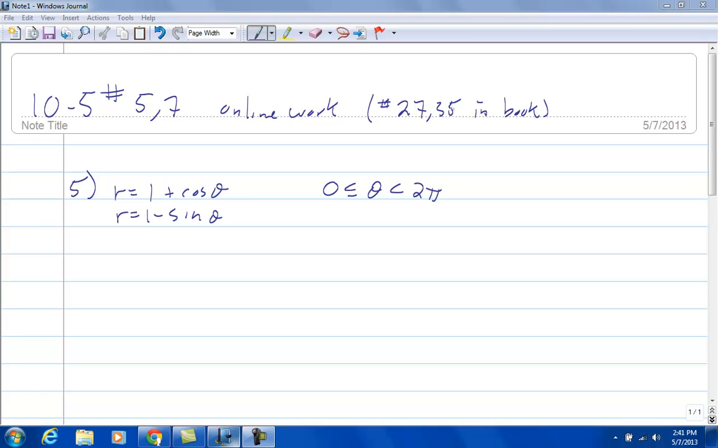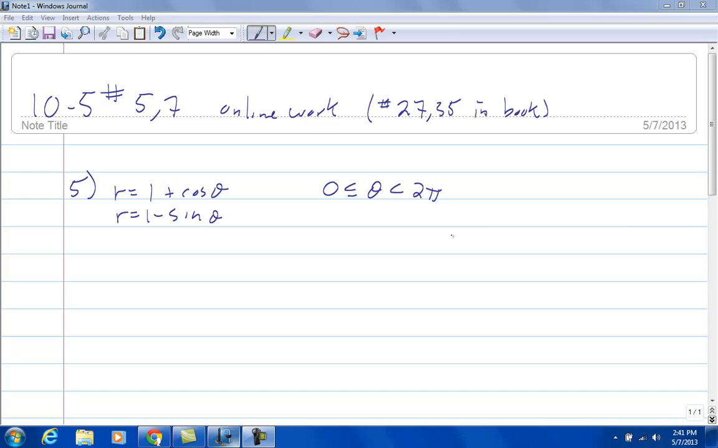Got a couple of problems someone asked me to do. This is 10-5, numbers 5 and 7. These are problems from the online part, from WebAssign. These correspond with numbers 27 and 35 in the book. So for the first one, we have r equals 1 plus cosine theta, r equals 1 minus sine theta, where 0 is less than or equal to theta less than 2 pi. And we're supposed to find the points of intersection.